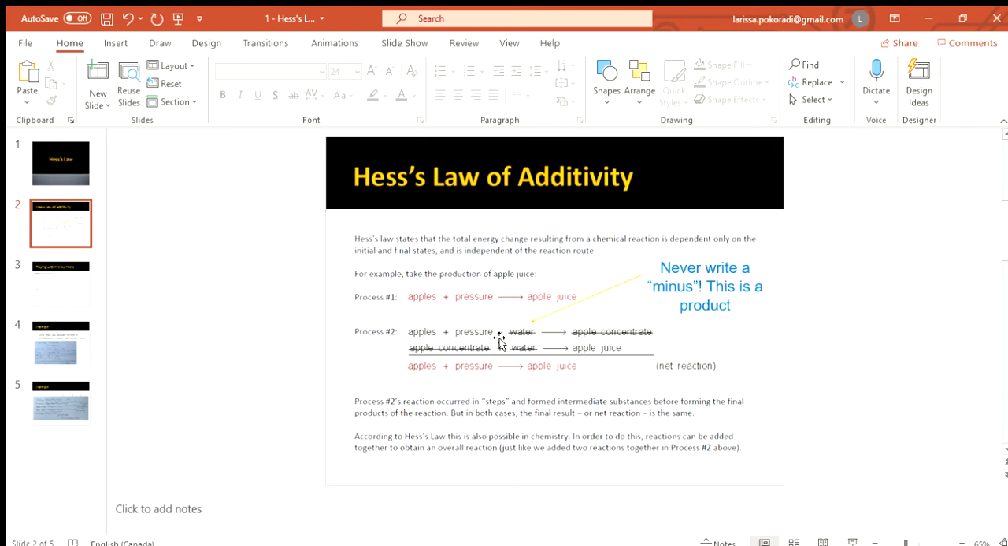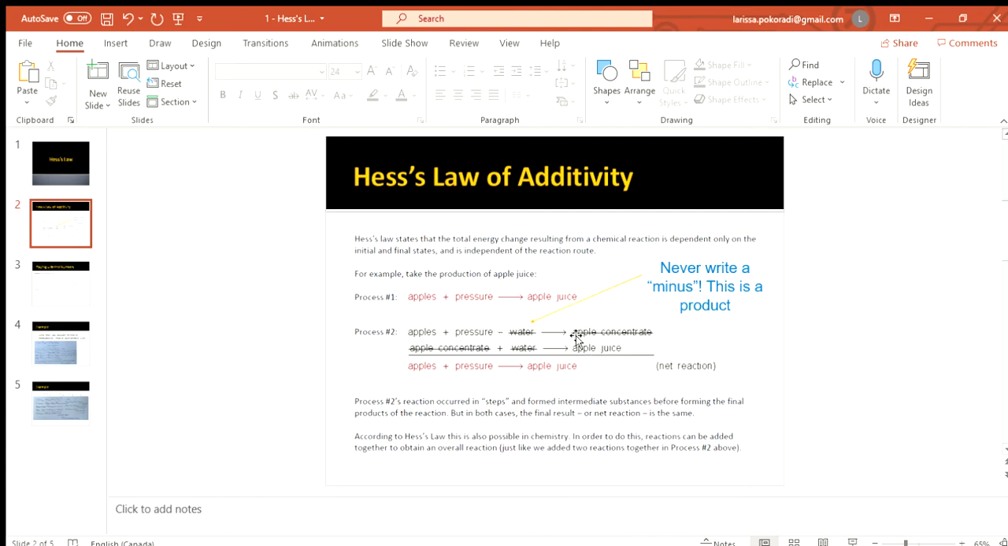I'm sure you've never written a reaction where you put a minus sign, it's always pluses, right? So instead of writing water on this left side, let's bring it over to the right and say we've got products, apple concentrate and water. And then in step 2 of our reaction, we take that apple concentrate and water and we come out with apple juice in the end.